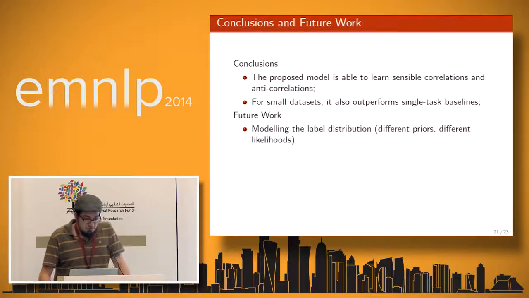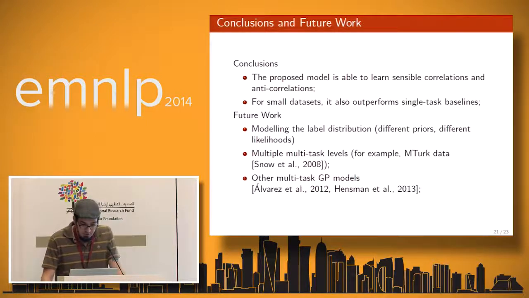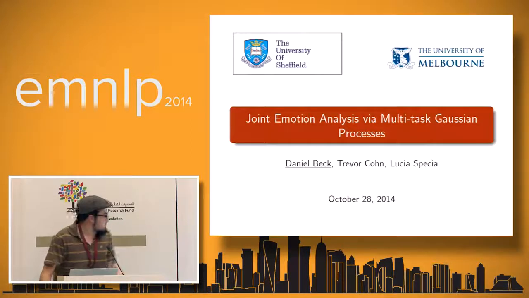So for future work, first we want to model more properly the label distribution using different priors and also different likelihoods. We also want to apply other kinds of multitask levels. Instead of using each emotion as a task, we can use each annotator as a task if you have access to different annotator IDs or other kinds of metadata. And finally, we want to try other multitask GP models that are available in the literature. So that's it. Thank you.